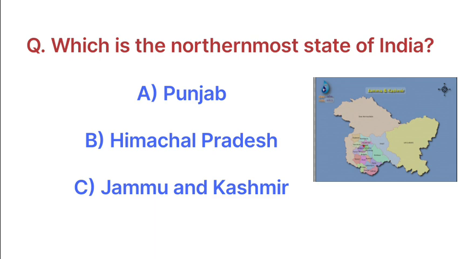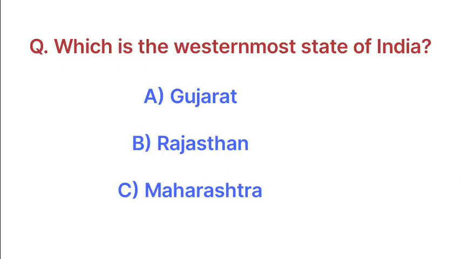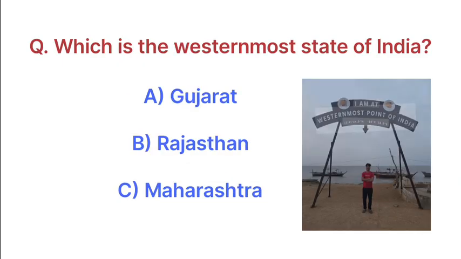Which is the northernmost state of India? Answer: Jammu and Kashmir. Which is the easternmost state of India? Answer: Arunachal Pradesh. Which is the westernmost state of India? Answer: Gujarat.